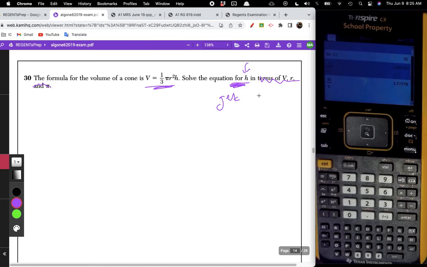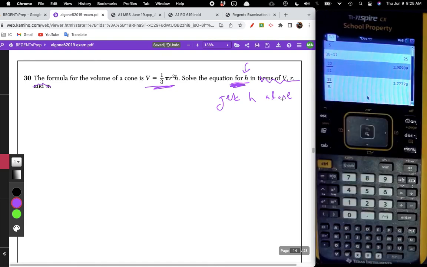Get h alone. I will mention that the TI-Nspire CX, which is what my students have, will not do this for you. I think the CX II might be able to help you with this, which is insane. But this one we're going to have to do by hand. So our goal is to get h alone because they told us to solve for h.